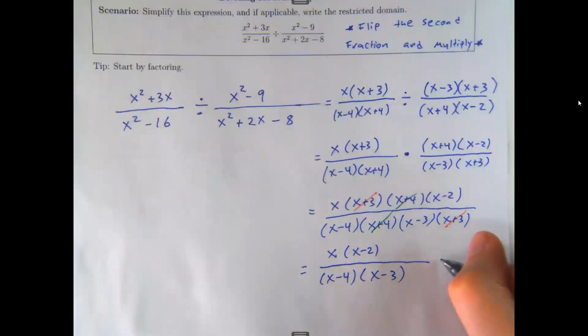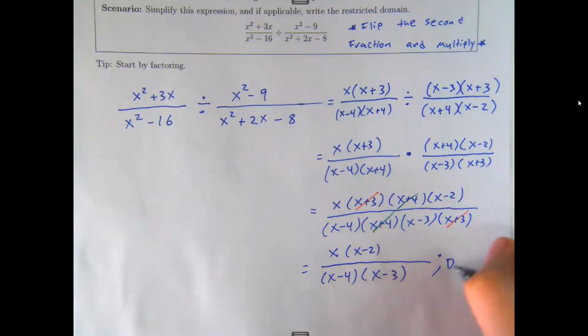This is the answer, but we often state the domain of anything that we crossed off along the way, so I wouldn't be able to plug in negative 3. That would give me 0 there. And I wouldn't be able to plug in negative 4. That would cause a 0 there.